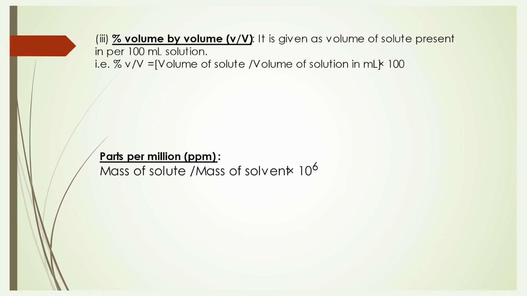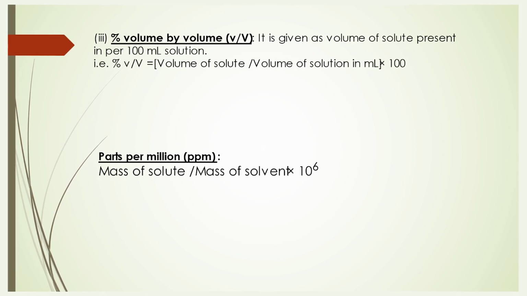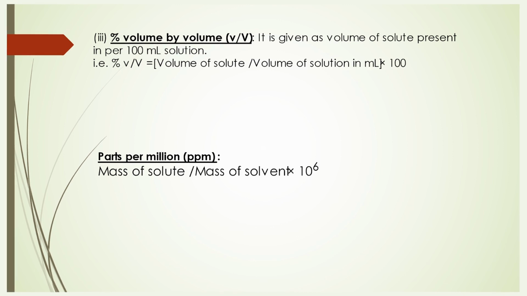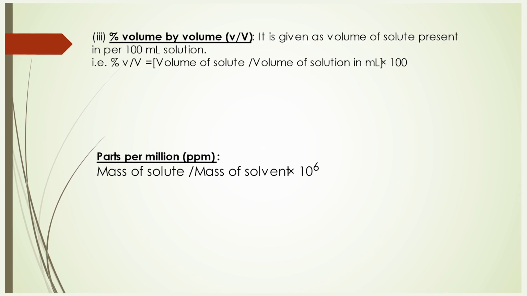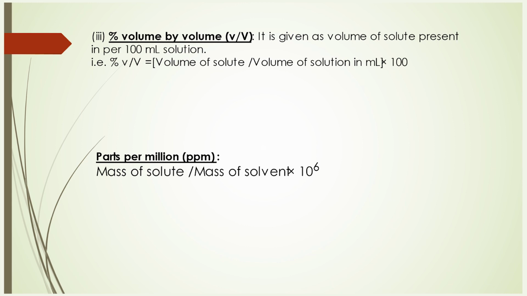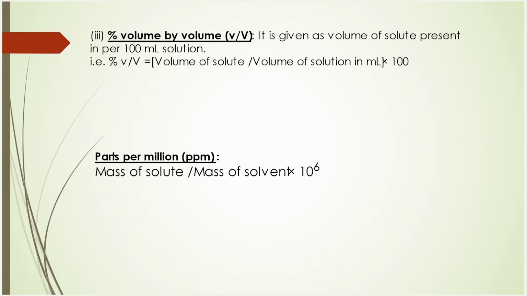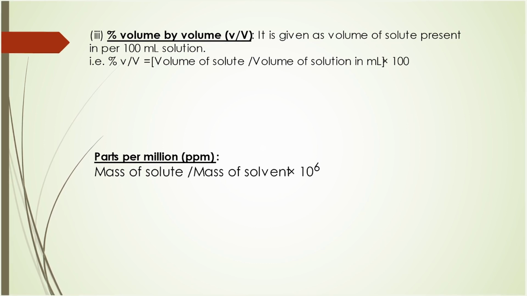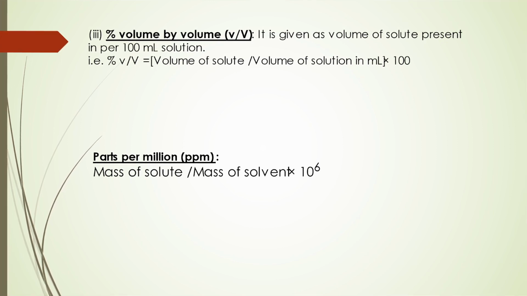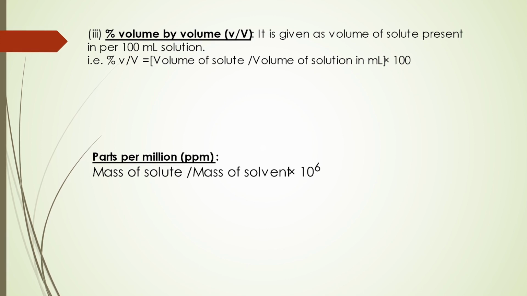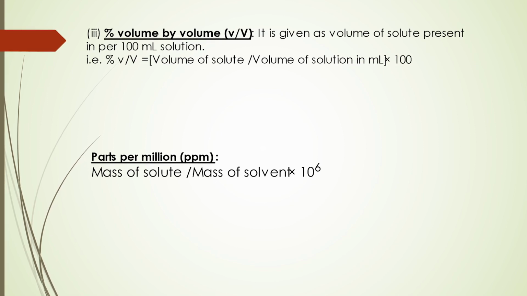The third physical concentration unit, that is parts per million, that is 1 part in 1 million parts. Let us understand this by taking one example. 1 kg of table salt contains 50 milligram of iodide. Calculate the concentration of iodide in ppm. In this, mass of solute is 50 milligram, and when we convert it into gram, dividing it by 1000, it is 0.05 gram. Mass of solution is 1 kg, which is equivalent to 1000 gram.